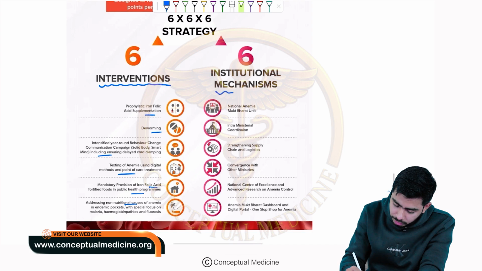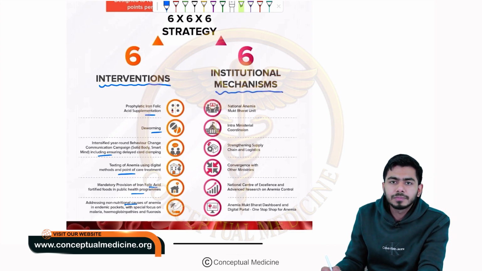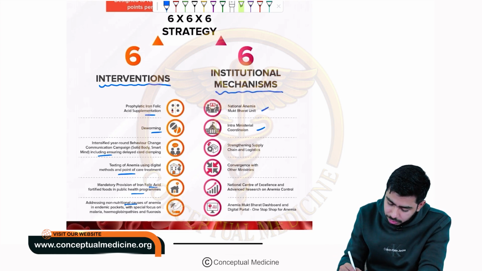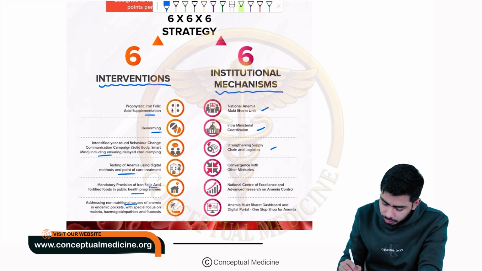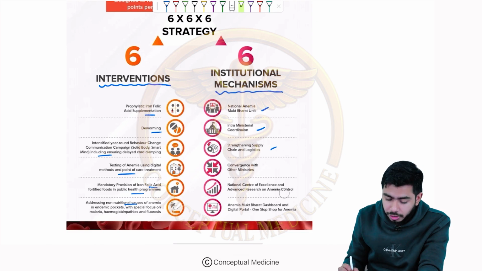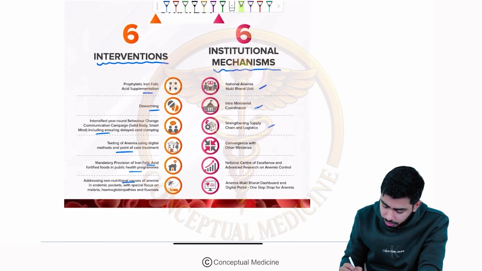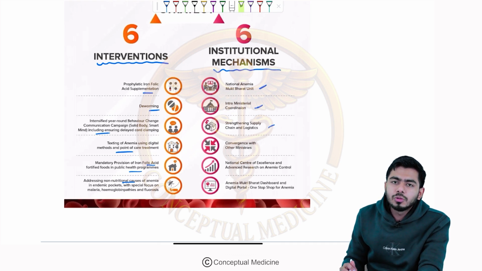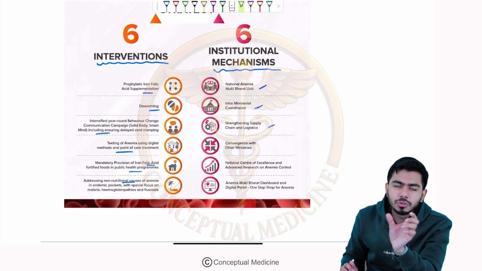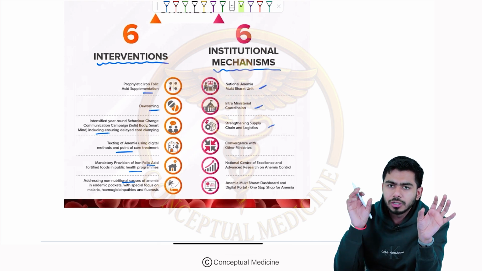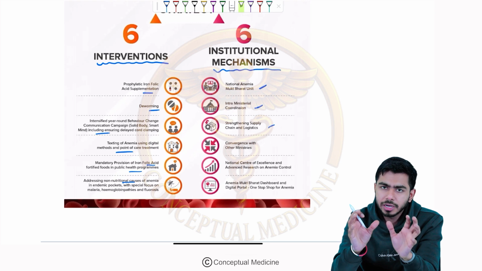Institutional mechanisms, 6 of them are there: National Anaemia Mukt Bharat unit, intra-ministerial coordination, strengthening the supply chain and logistics, convergence with other ministries, National Center of Excellence and Advanced Center on Anemia Control, and Anaemia Mukt Bharat dashboard and the digital portal, right? So that is about the 6 into 6 into 6 strategy as far as Anaemia Mukt Bharat is concerned. 6 beneficiaries, 6 interventions, 6 institutional mechanisms, right?